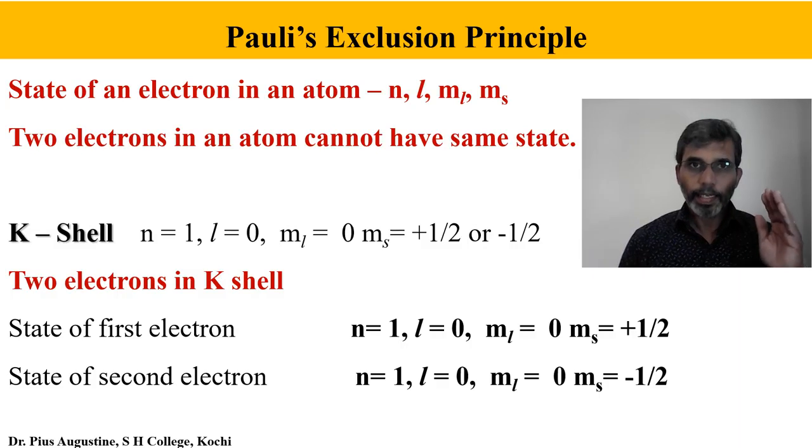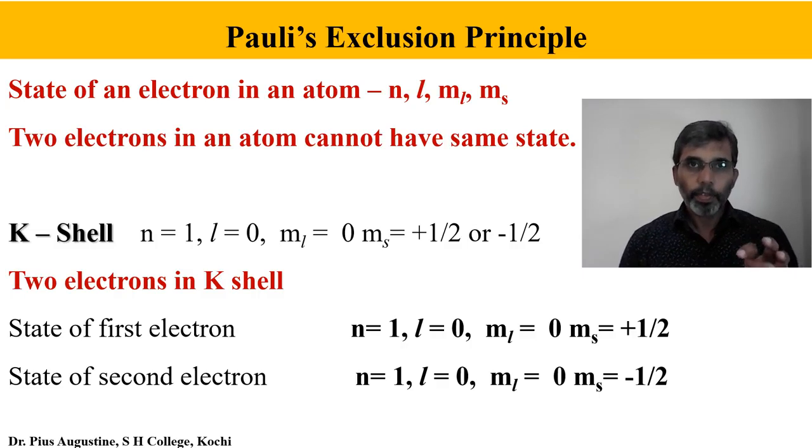It implies that each electron in an atom must have a different set of quantum numbers n, l, ml and ms. If 2 electrons have all their quantum numbers identical, then one of these 2 electrons would be excluded from entering into the constitution of the atom. And hence the name, exclusion principle.